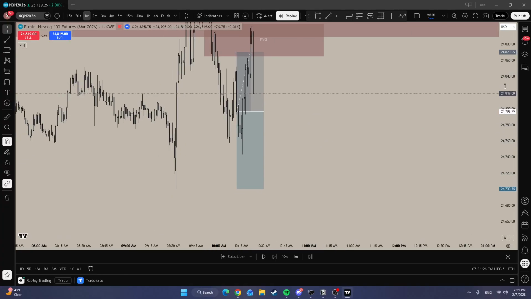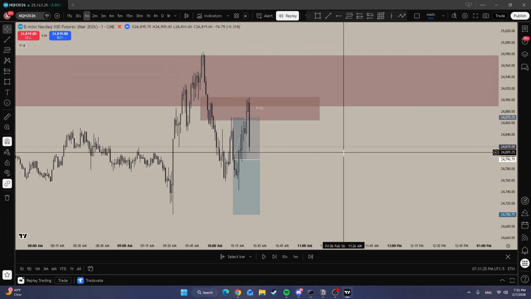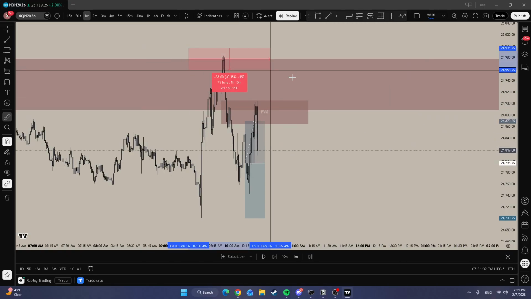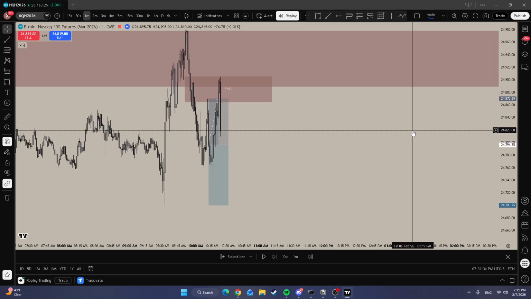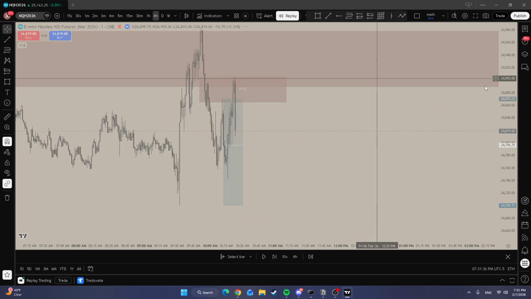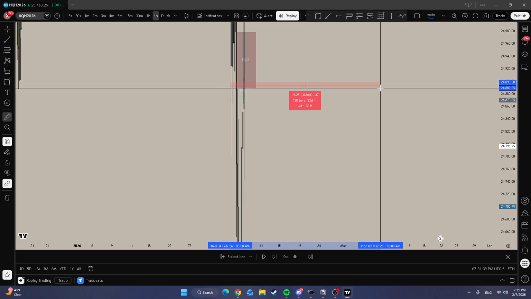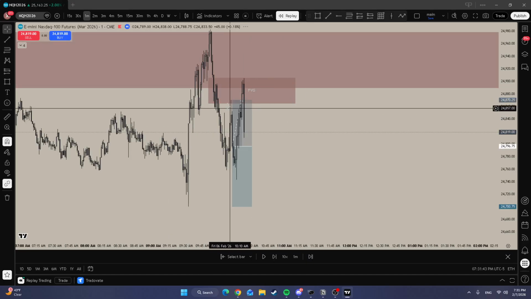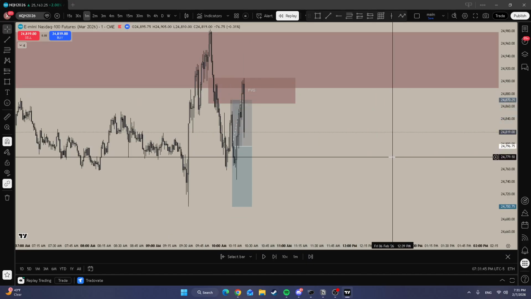Now, why did this fail? Or why did I think it failed, right? So basically, it has everything you need, and this is what I would call a bare minimum continuation, right? It has the high time frame sponsorship, it has the 5-minute gap tap, it respects it, and we get this clean displacing inversion right here, right?